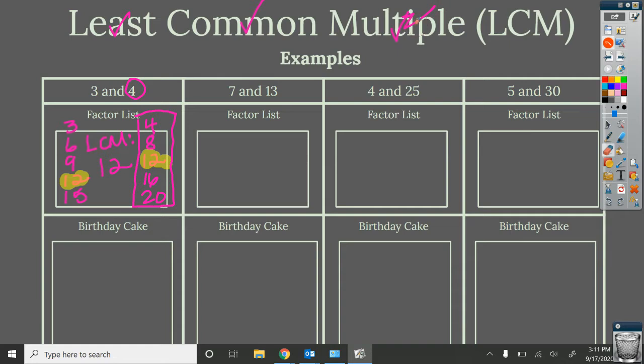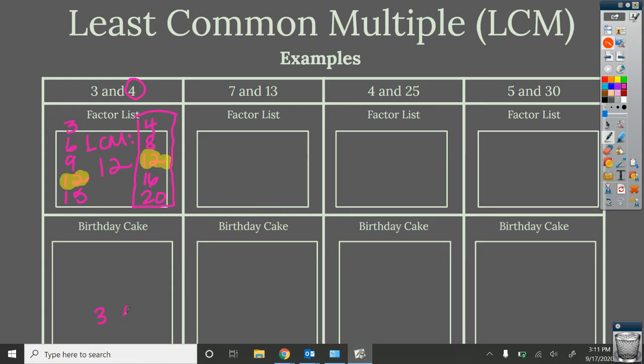If I were you, I would pause the video and try working on it myself and then play the video and check yourself. So I'll remind you to do that a couple more times during the video. I just want to show you what this would look like with birthday cake.